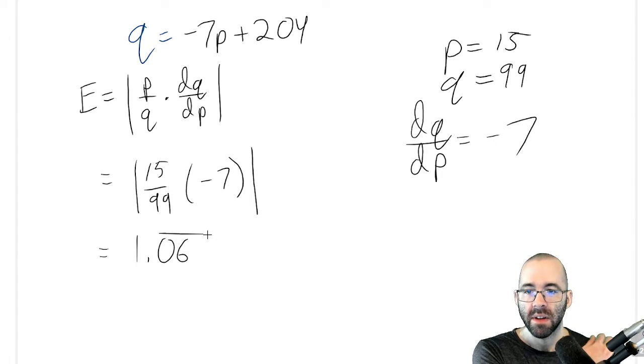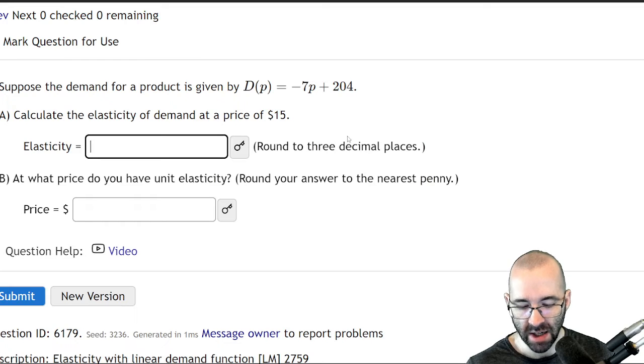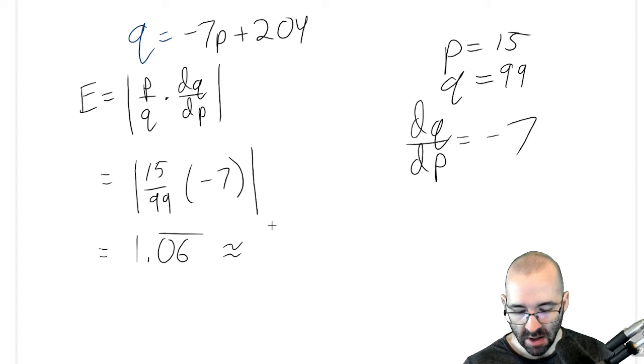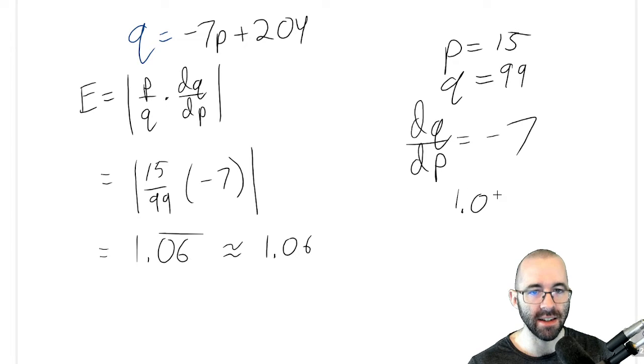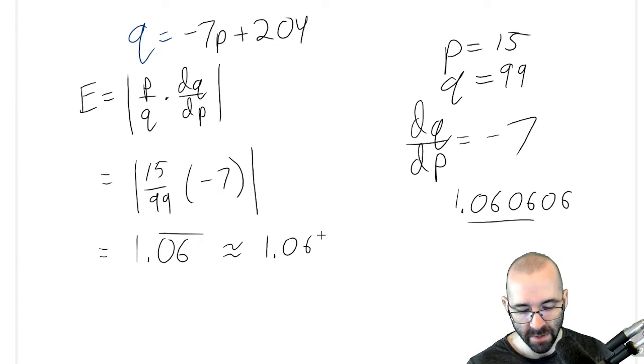All right, so let's write that down. Follow the instructions. It says round to 3 decimal places. So that'll be 1.06. Hold on. Sometimes I need to see it. 1.0606, 06 to 3 decimal places: 1.061.